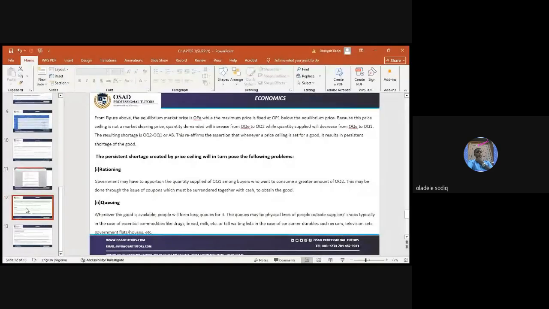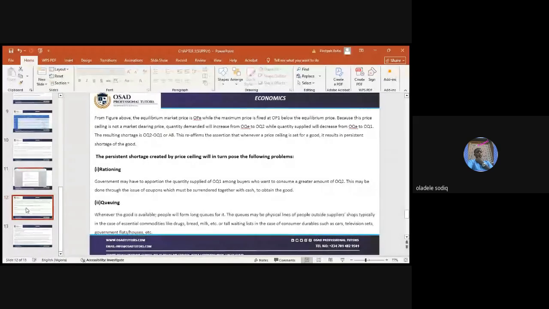So in summary, the moment government fixes a price ceiling, it is going to result in excess demand. Please take note. Whenever I say take note, I'm begging you, don't joke with these things. What will price ceiling lead to? Price ceiling will lead to what we call excess demand. And excess demand will favor the consumer, but it will not favor the supplier.